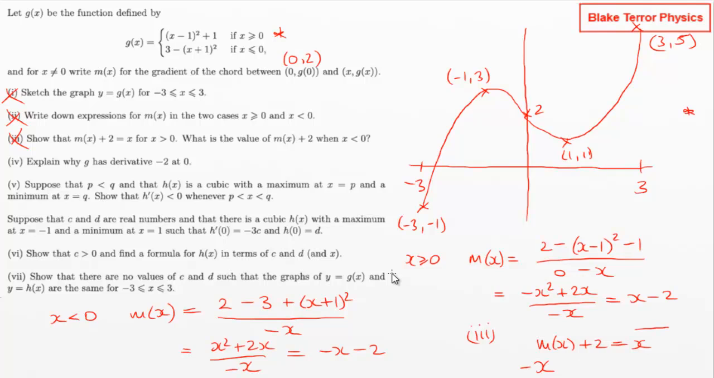Anyway, part 4. Explain why g has derivative minus 2 at 0. Right, so they're saying we can't use m of x. They've said it in the question. We can't just put x is 0 into m of x, which is a bit annoying because they both give minus 2 when we put x is 0 in there.